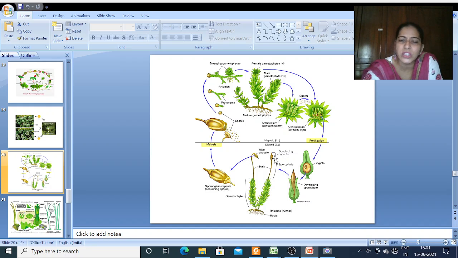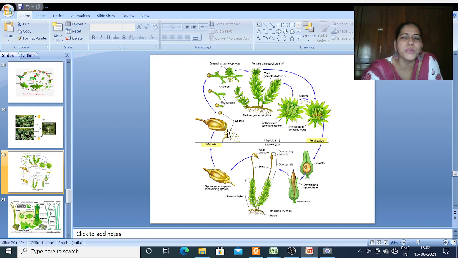Initially it is erect like this. When it ripens or matures, it will droop like this, and later on the operculum will fall off like this. Inside this you will have the spore sac, where the spore mother cells will undergo meiosis and spores will be formed. There is a columella in the center, and the seta and the outer layer of the capsule are green, so it is also photosynthesizing, although it is dependent on the gametophyte in the initial stages.